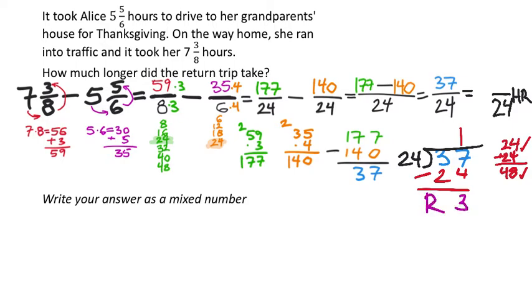7 minus 4 is 3. 3 minus 2 is 1. 13, looks like. So the quotient is 1. That's our whole value of the mixed number. The remainder, 13, is the numerator of the fraction. And there we go. And we've already labeled it. But yeah, 1 and 13/24 hours. That's about how much longer it took Alice to get home than it did to get to her grandparents' place.